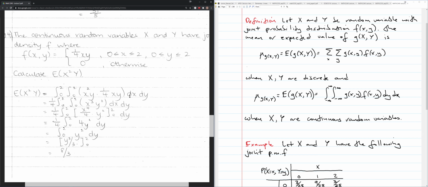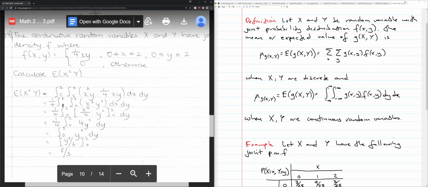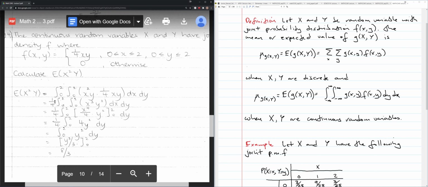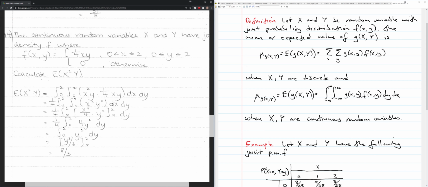In this case, you're integrating with respect to x first and then with respect to y. The limits of integration for x are just 0 and 2, and for y they are 0 and 2 as well. The first thing we do is multiply this out, so you're going to get x cubed times y squared, and pull the quarter outside, and now you start integrating.